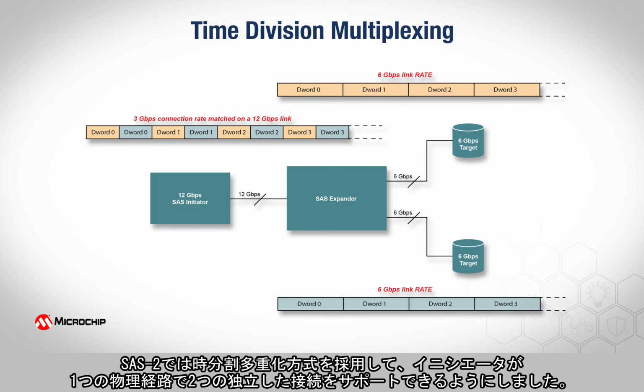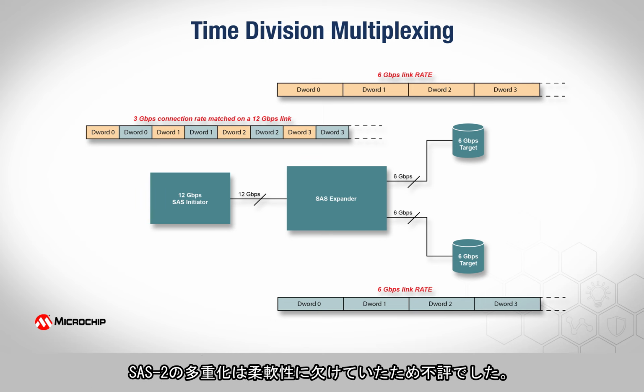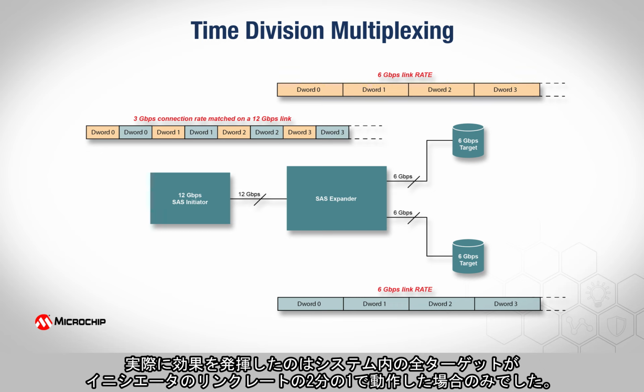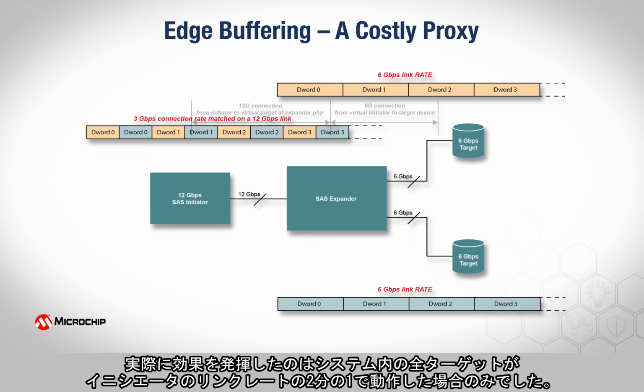SAS 2 introduced a time division multiplexing scheme that allowed an initiator to support two independent connections on the same physical pathway. SAS 2 multiplexing was unpopular because it was inflexible. It really only provided benefit when all targets in the system operated at half the initiator link rate.